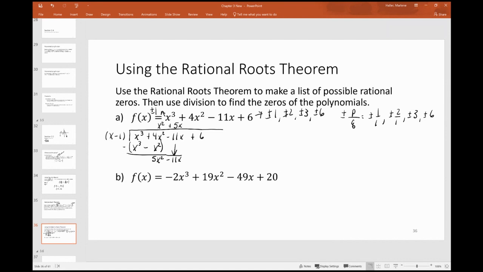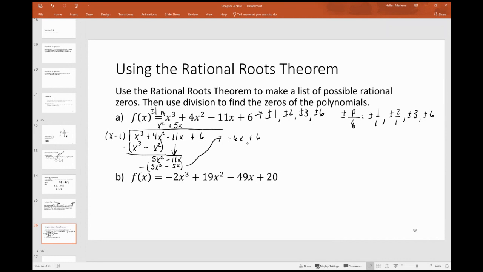All right, let's multiply that out. 5x times x, of course, is 5x squared. 5x times negative 1 is negative 5x. Let's subtract that out. I have to continue up here. We're running out of room here. Negative 11x plus 5x is negative 6x. We would bring down that 6 and put it over there.